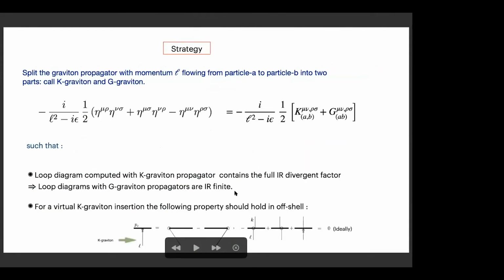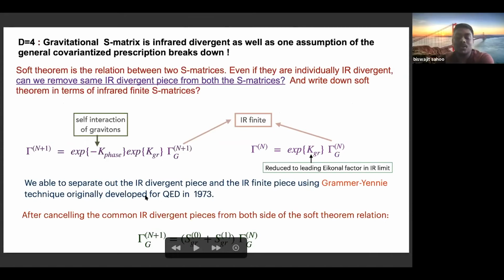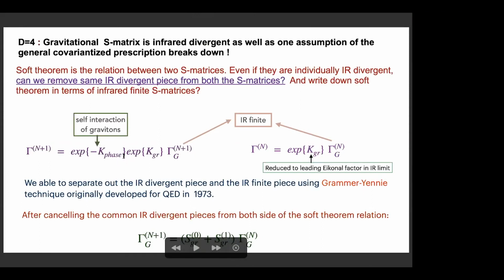Can I ask a question? Sure. Can you just go back? When you say it's k phase, do you mean that k is imaginary, or is it just e to the minus something, e to the minus infinity? K phase, I just named it phase because in the gravitational memory, I will show that this is related to some phase part. So that's why I named it.